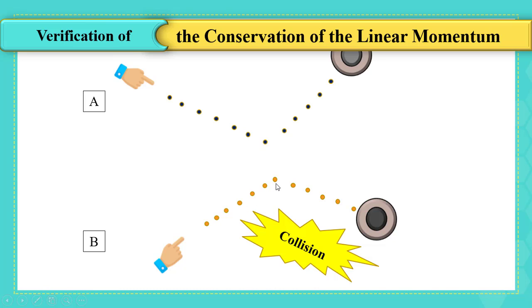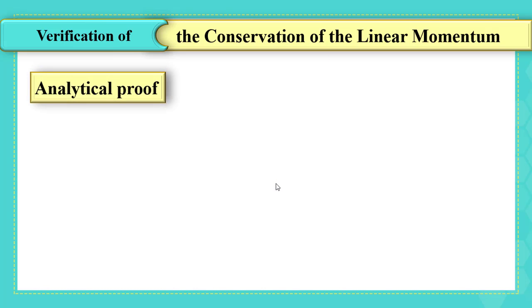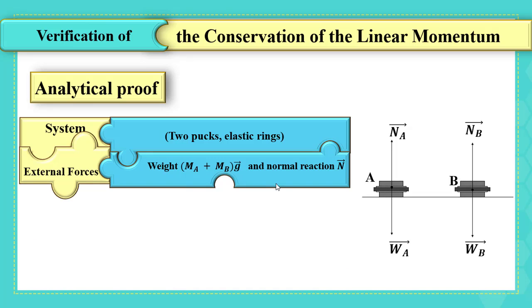For making the experimental study, we are going to spot the light on the analytical proof, starting from defining the system that we are studying, which is the two pucks and elastic rings. What are the external forces acting on this system? We have the weight of the system, which is (MA plus MB)g, and the normal reaction.